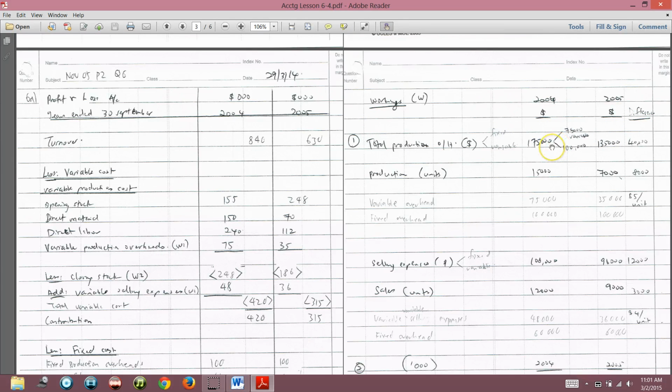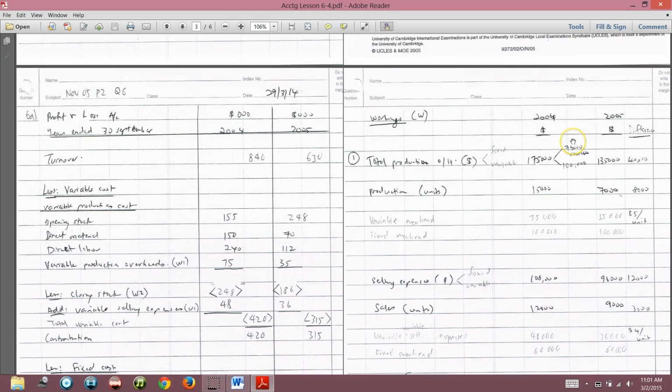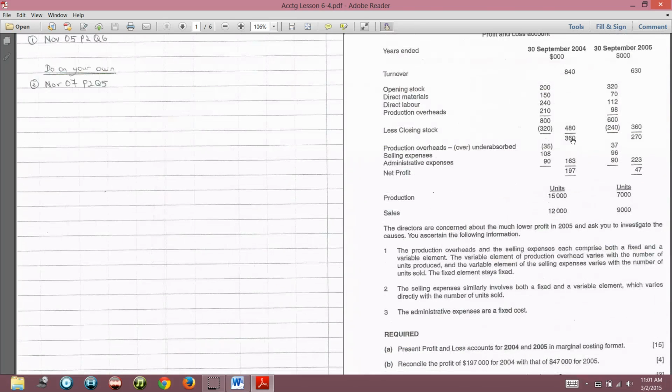So what is your total actual production overhead for 2004? Production overhead for 2004 will be 210, because this is the absorbed figure, and then it is over absorbed. So the actual total production overhead for 2004 will be 210 minus 35. Take your calculator, 210 minus 35. What you get? 175.